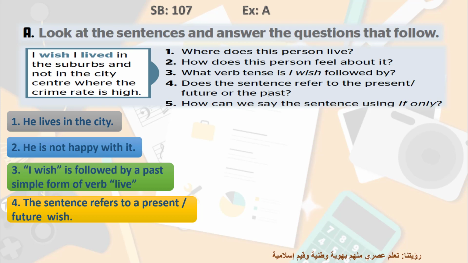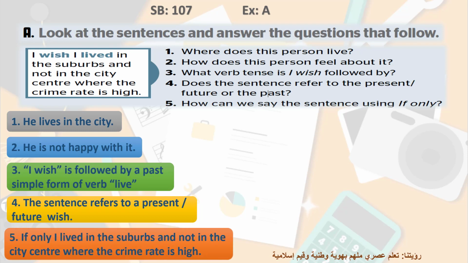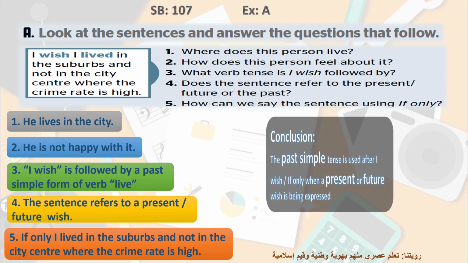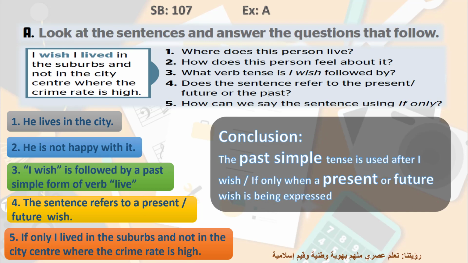What about question number 5? How can we say the sentence using if only? Yes, the answer is if only I lived in the suburbs and not in the city center where the crime rate is high. By answering all these 5 questions, we reach a conclusion, which is the past simple tense is used after I wish or if only when a present or future wish is being expressed.